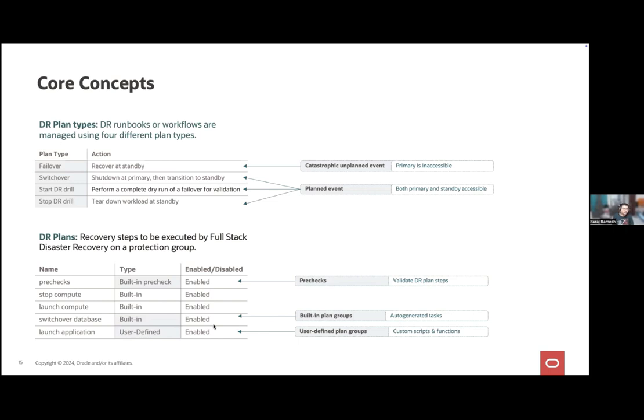And in the plan, when you create it, by default, I talked about the pre-checks. So every plan you create will have a pre-check plan group, as we call it, which will get populated. Apart from that, you will be able to see things like built-in. When you see built-in, these are the steps which the service pre-populates for you. For example, in this plan, I have compute and database where the service automatically pre-populates the steps for stopping the compute, launching the compute, and doing the switchover of the database.